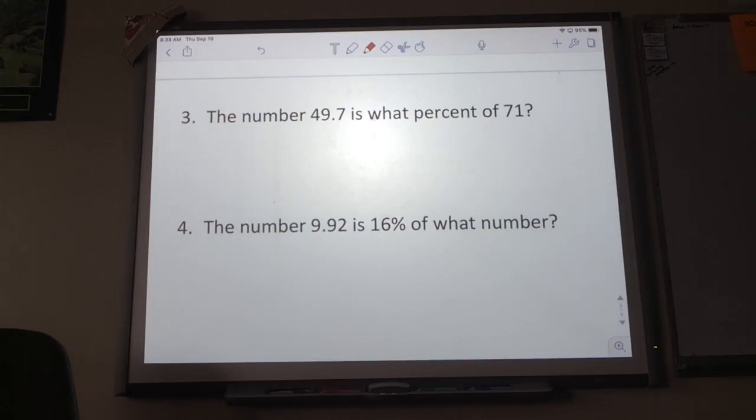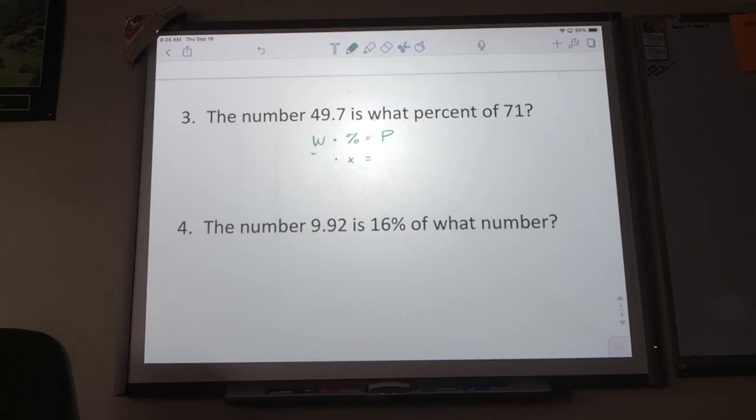All right, the number 49.7 is what percent of 71? Again, if we are talking about percents, I'm going to immediately write down whole times percent equals part. So what numbers are we given? What is 49.7? The part. It's the smaller part of it. It might not always be smaller, like if the percent's over 100%, then it might not be all the way smaller. But that is the part. I wrote it in the wrong spot, didn't I?